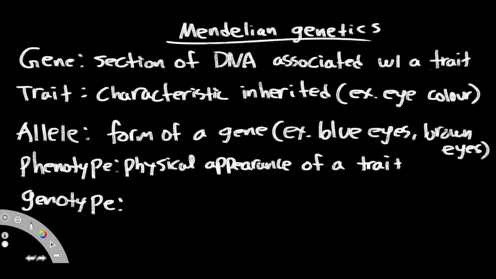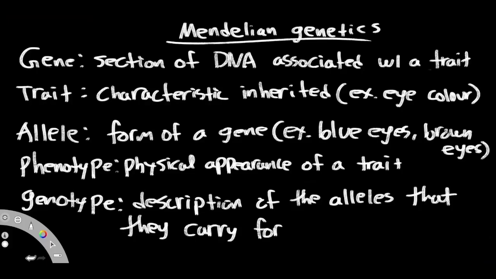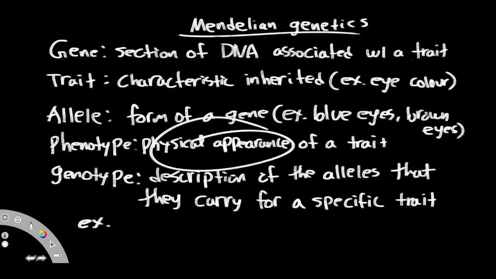A genotype, however, is different. You can't see it. This would be a description of the alleles that the person carries, okay, for that same trait. So if we were to tag along on just eye color, because we did that for phenotype, let's just do the same thing for genotype. How are they coded for blue eyes? Obviously, you can see that they have blue eyes, but how is it coded that they have blue eyes?